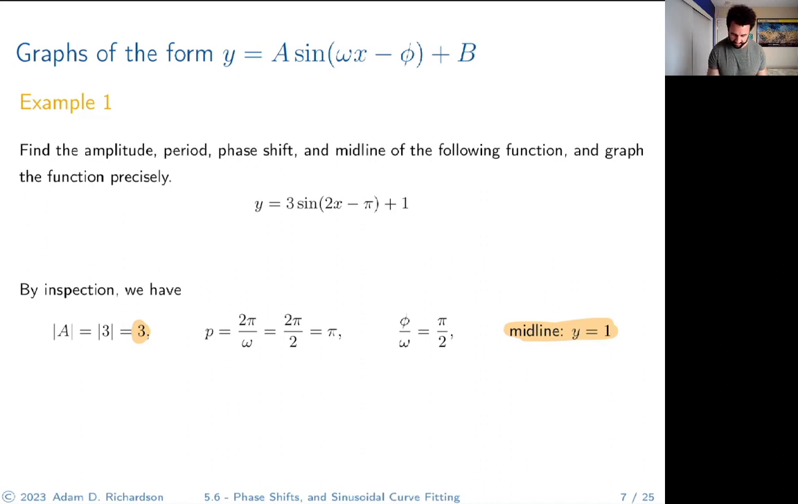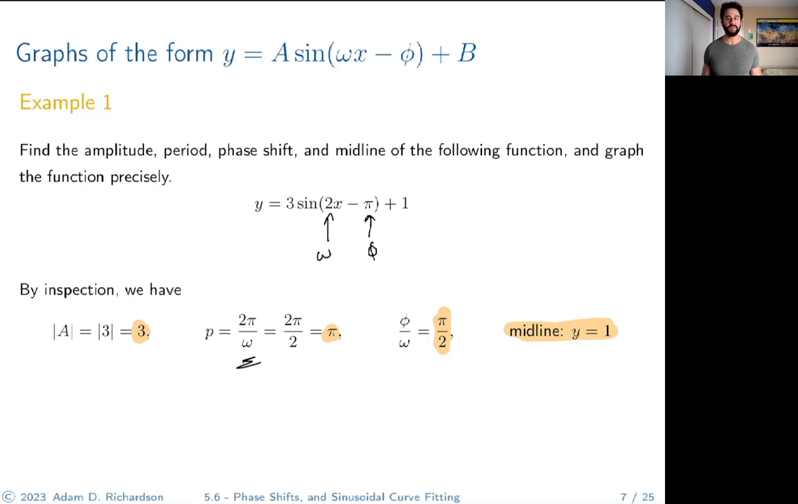Now, notice here that the value omega for this function is 2. So omega is equal to 2. So if we want to know what the period of this function is, it's going to be 2 pi divided by omega, which is going to give us pi. 2 pi over 2 is just pi. Now, what is the phase shift? The phase shift is phi divided by omega, and this number right here is the number phi. In this case, it's pi. So the phase shift is going to be pi divided by 2, and that's what we have right here.